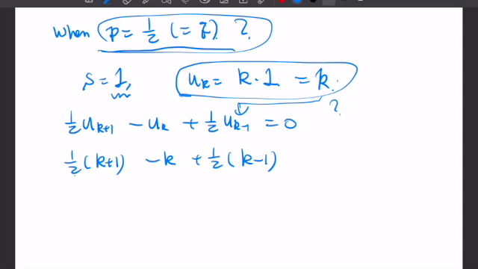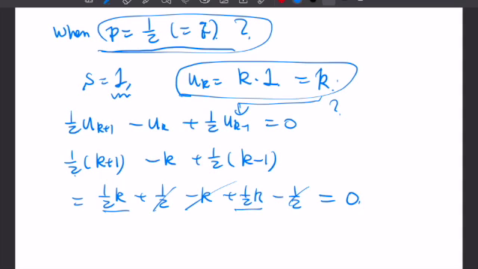So we have 1/2 k plus 1/2 minus k, 1/2 k minus 1/2. So this will cancel, and this will be k, which is cancelled by minus k. So this is indeed 0. So that means this particular solution, this special solution, satisfies this equation.